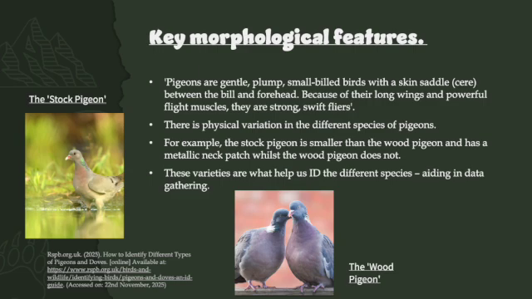There is physical variation in the different species of pigeon. For example, the stock pigeon is smaller than the wood pigeon and has a metallic neck patch, whilst the wood pigeon does not. Varieties such as these are what help researchers in identifying the different species. This helps them with gathering data in their studies on pigeons.